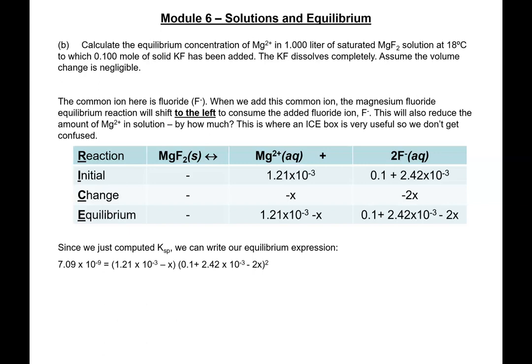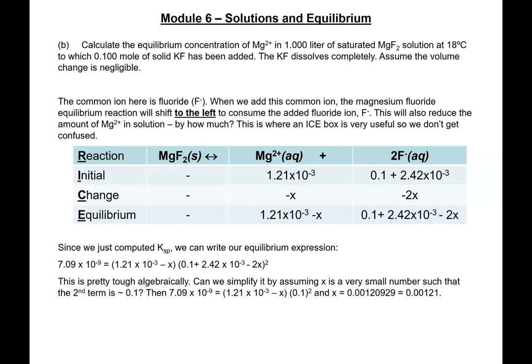We get 7.09 times 10 to the minus ninth is the product of the magnesium equilibrium expression and the fluoride equilibrium expression. That is pretty ugly. We could solve this by brute force, but unless you are just a glutton for punishment in algebra, this is going to take a while and it's going to be hard. Can we simplify it? Yeah, maybe we can.